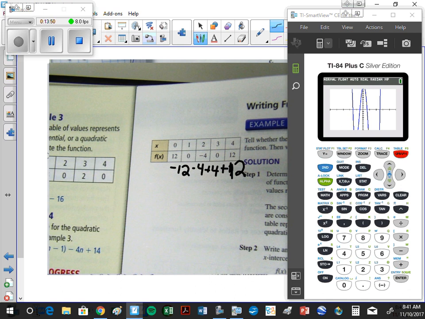Let's check to see if it's quadratic by doing the second differences. How do you get from negative 12 to negative 4? Add 8. And from negative 4 to 4? Add 8. And from 4 to 12? Add 8. So this one is quadratic. Good.